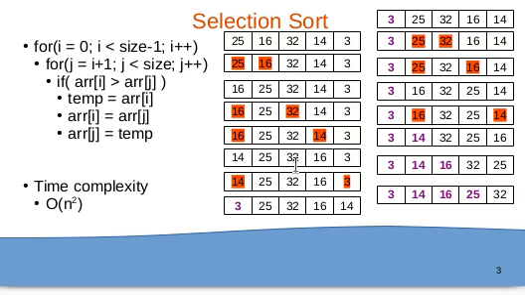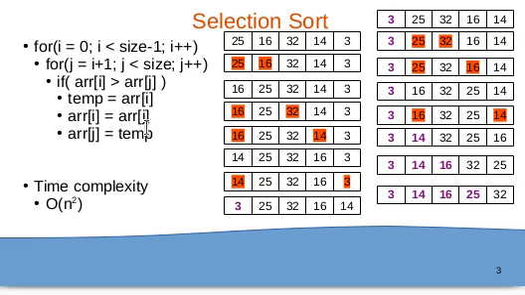This will be swapped. Then again array of i, that means array of 0, will be compared with now j equal to 4. So this one will be compared with this one. This will go into this if condition, and we have to swap it. We have swapped it. So we get the first element and the remaining cells are here.